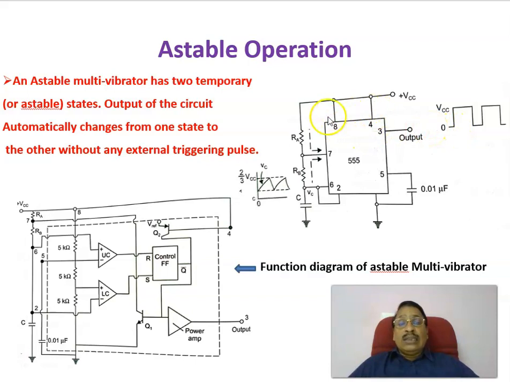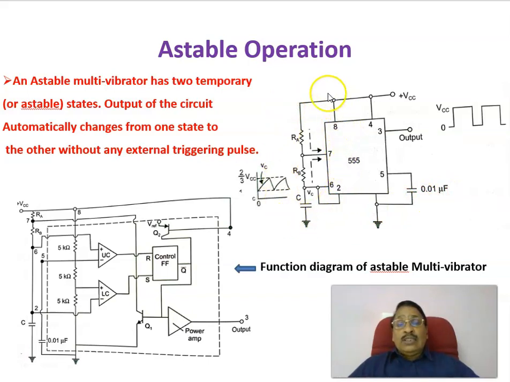Now in this one, the connection diagram is given. Pin numbers 8 and 4 are connected to VCC, and pin number 3 is the output where we are getting the output. Pin number 5 is connected to ground through a 0.01 microfarad capacitor, and this is the main circuit where it is working.